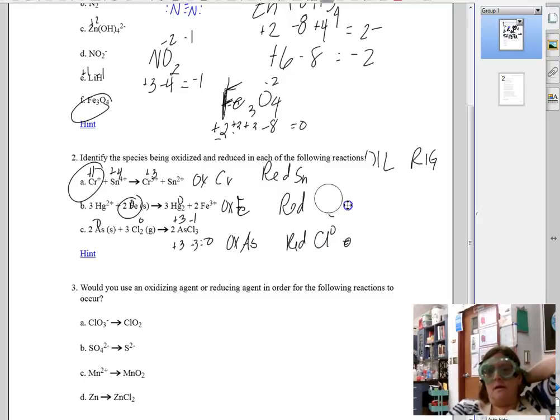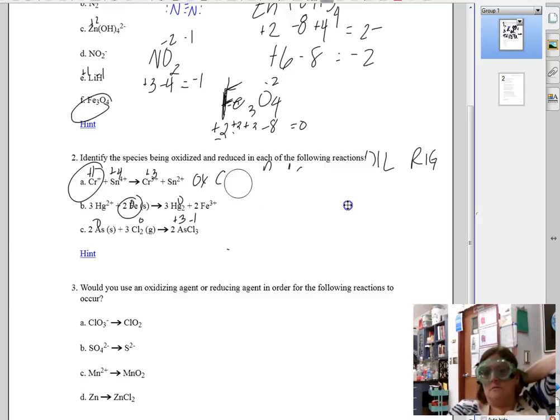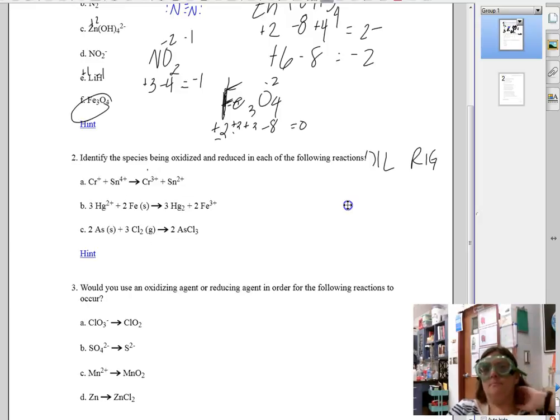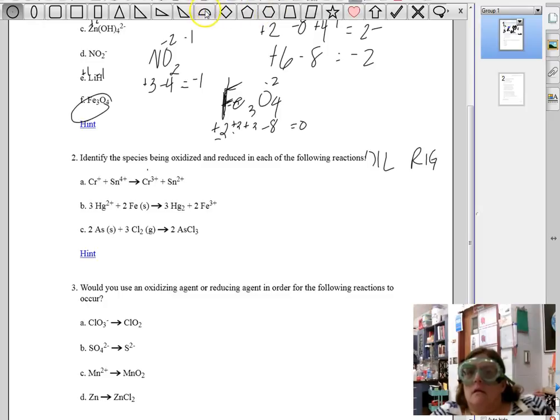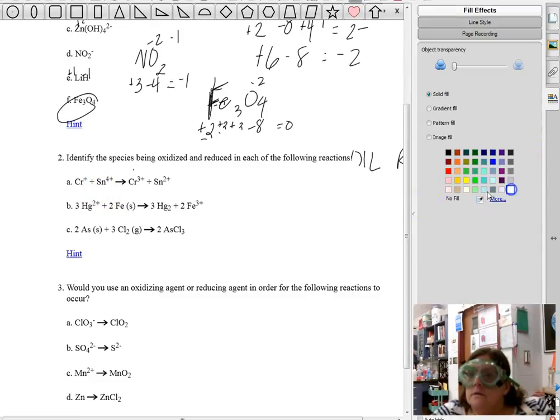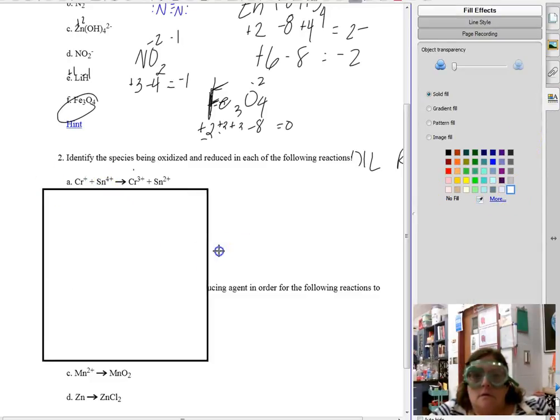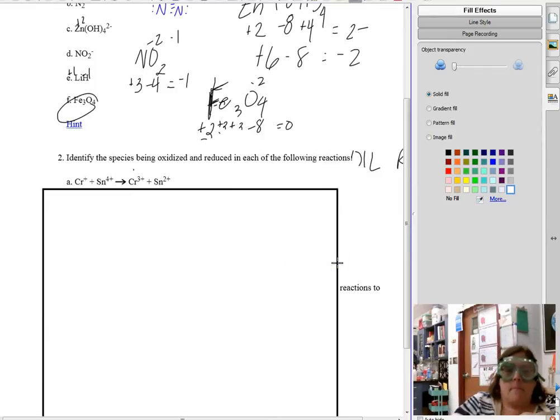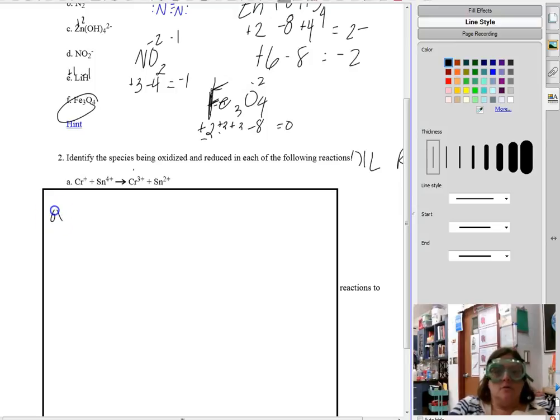Now let's write half reactions for these guys. Where's my square? There it is. I want white. Alright. Half reactions. We're going to take what's being oxidized and what's being reduced.